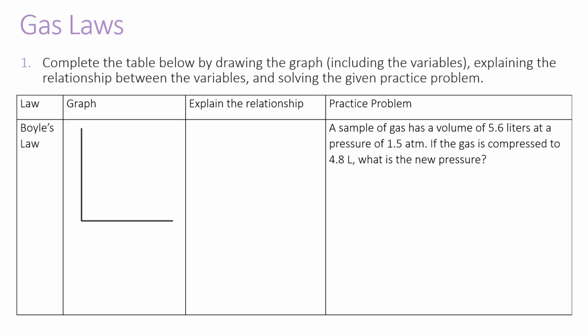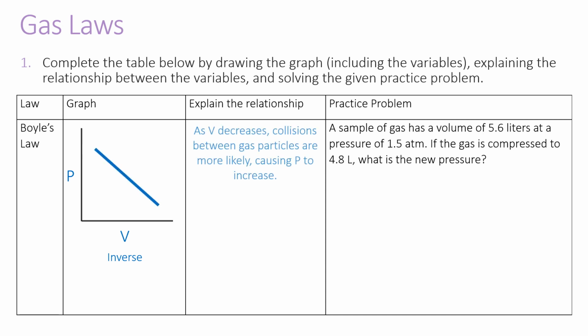The first question asks us to complete a table by drawing the graph, explaining the relationship between variables, and solving the given practice problem. So the first gas law is Boyle's law, which shows an inverse relationship between pressure and volume. So when the volume is low, we expect the pressure to be high. This is because as volume decreases, collisions between gas particles become more likely, so pressure increases.